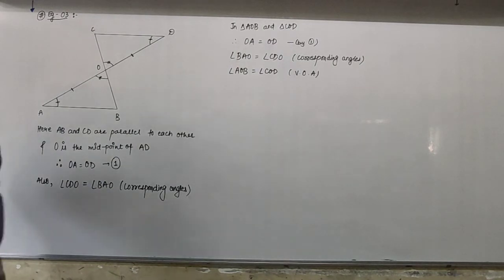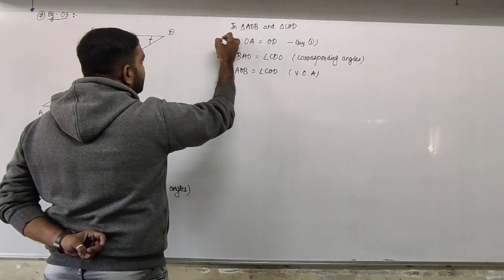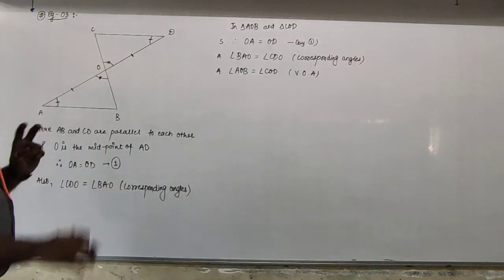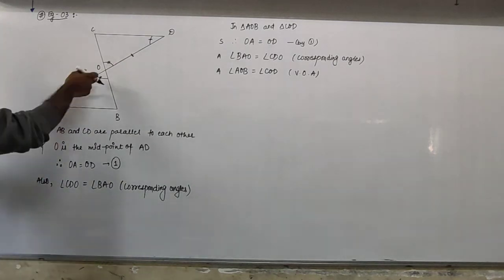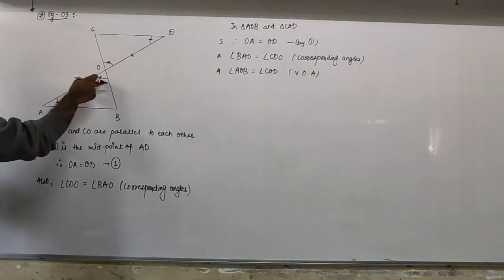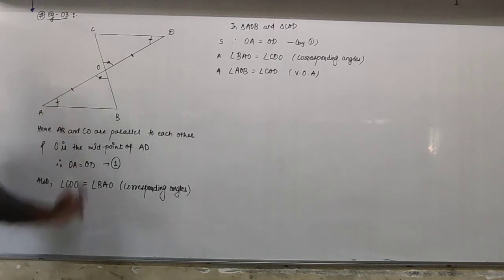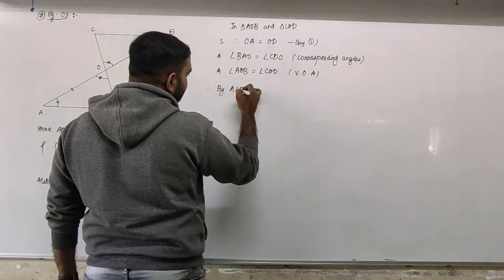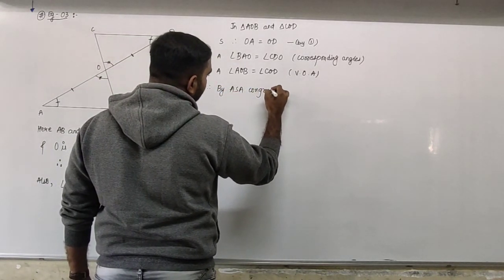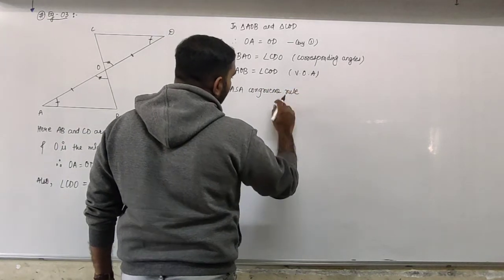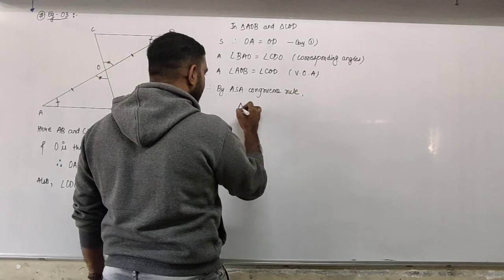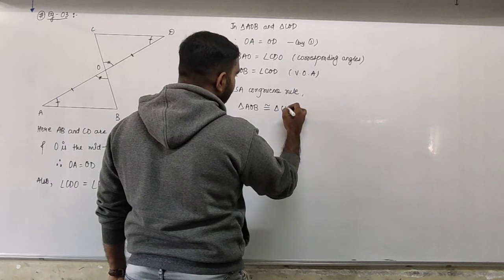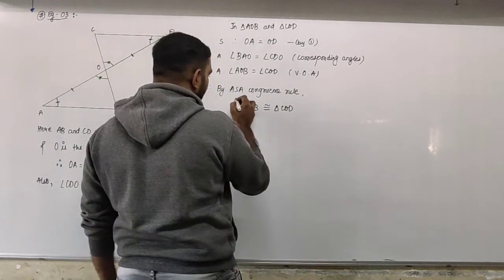So based on this, this is an angle, this is the included side and this is again the angle, right? Whether you write it top or bottom, there is no issue. Angle side angle, therefore by ASA congruence rule, triangle AOB is congruent to triangle COD.